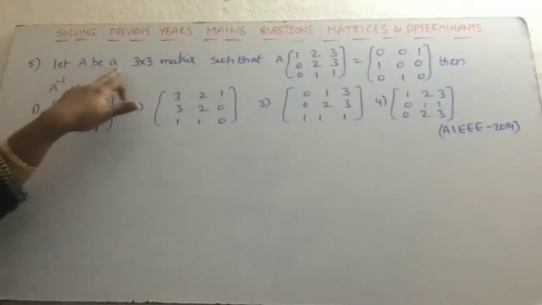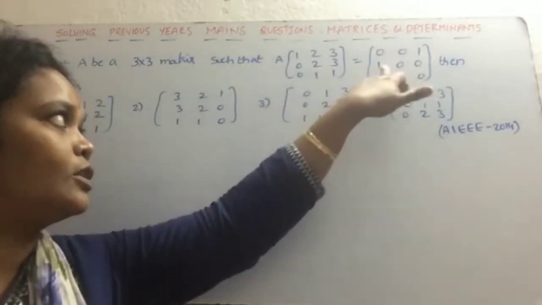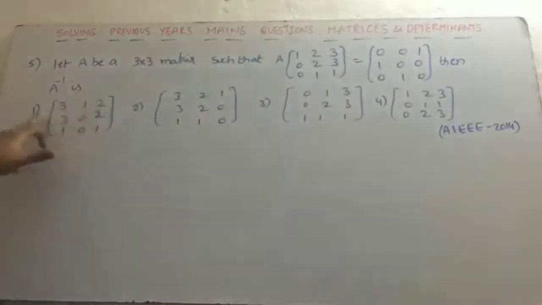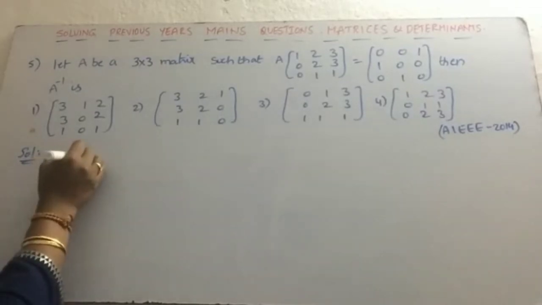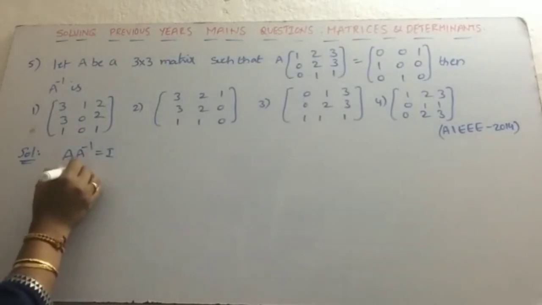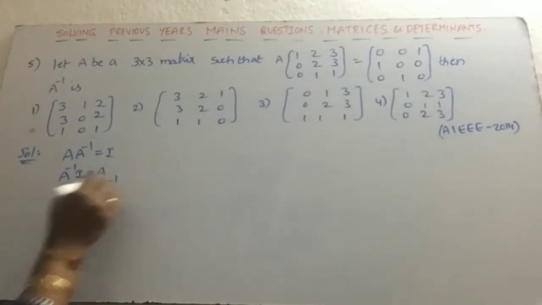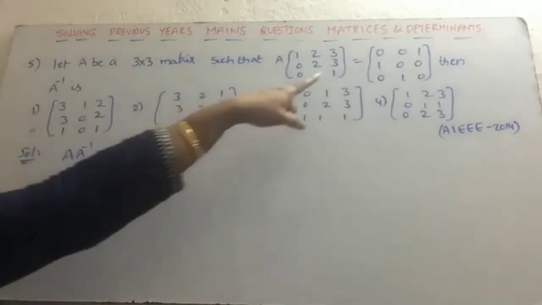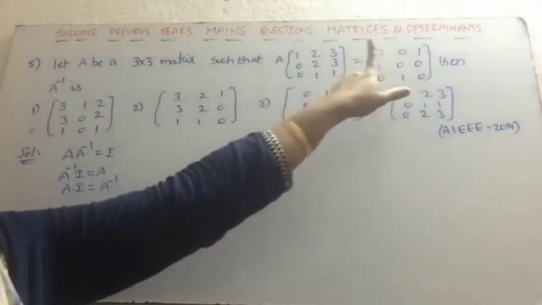Next problem: let A be a 3 by 3 matrix such that A times the matrix with rows 1 2 3, 0 2 3, 0 1 1 equals the matrix with rows 0 0 1, 1 0 0, 0 1 0. Then A inverse is? We all know some properties. What are they? A into A inverse is equal to I, A inverse into A is equal to I, and A into I is equal to A. Now here they gave the identity matrix, but they will change the rows and columns.